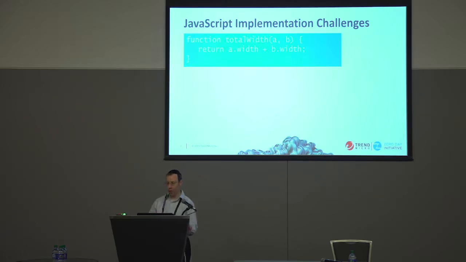Now, when the engine goes to execute this function, it's clear what it's supposed to do, right? It should retrieve the width property from the object specified in parameter A, and then it should retrieve the width property of the object specified by parameter B, and add the two numbers together and return the result. It's pretty easy. And it's clear that if we hope to get any kind of decent performance out of our JavaScript execution, the engine had better be able to execute this simple function very quickly and efficiently.